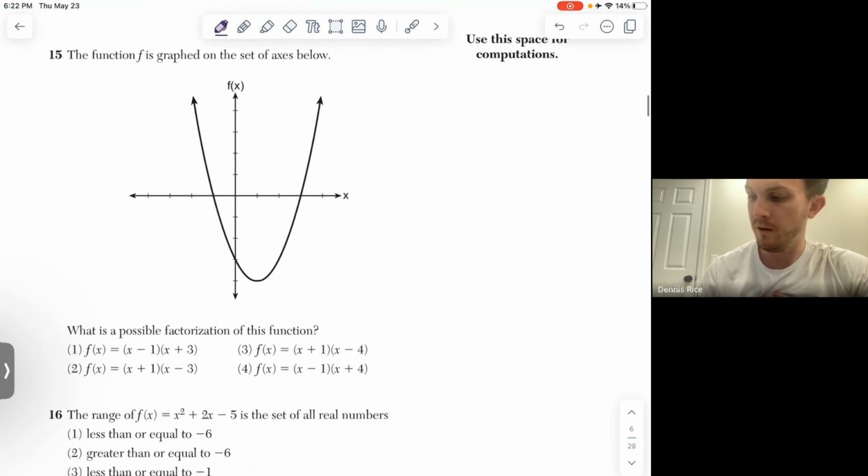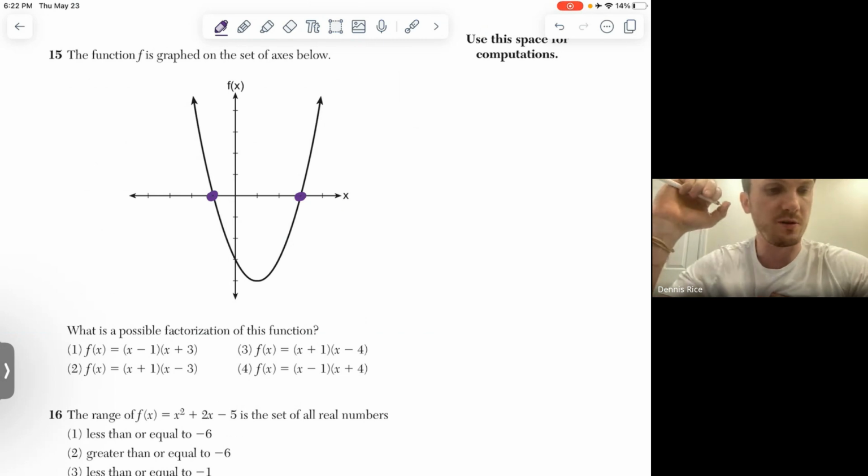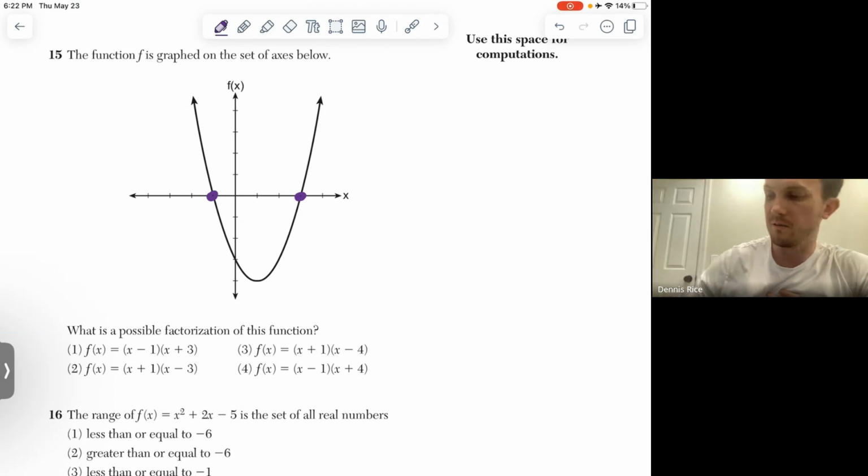14 is 4. 15. We've seen questions like this a bunch. I think the one I put on your test was like a double root trick. This one, no trick. What is the factorization of this quadratic? Okay, write the roots down if you need to.